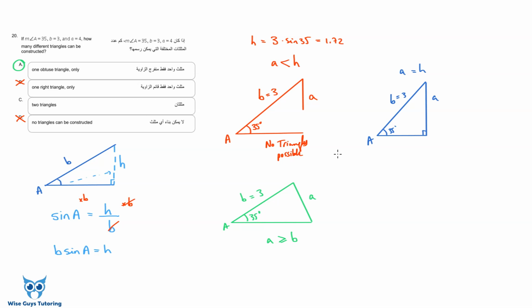2 triangles. Okay, so here's the case with 2 triangles. B is 3. You already know the drill. There's angle A. Now, in the 2 triangle case, it happens when A is bigger than H but also A is smaller than B at the same time. When these two conditions are met, this is what happens. You get something really interesting.